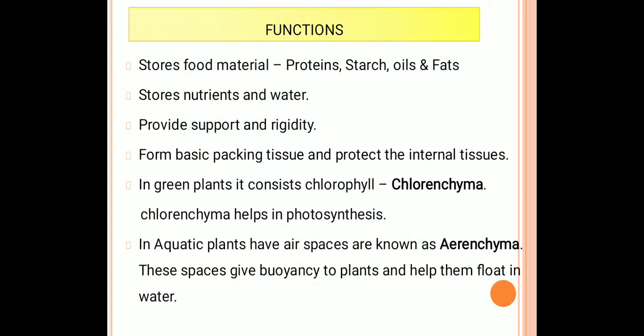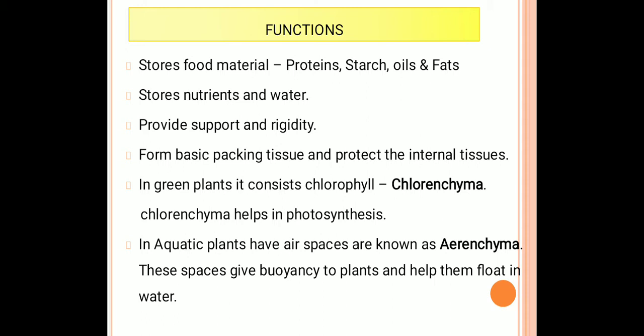The main function of the parenchyma is that it stores food material in the form of protein, starch, oils and fats. The parenchyma of stems and roots also stores nutrients and water. These parenchyma cells also provide support and rigidity to the plants by keeping the cells rigid.